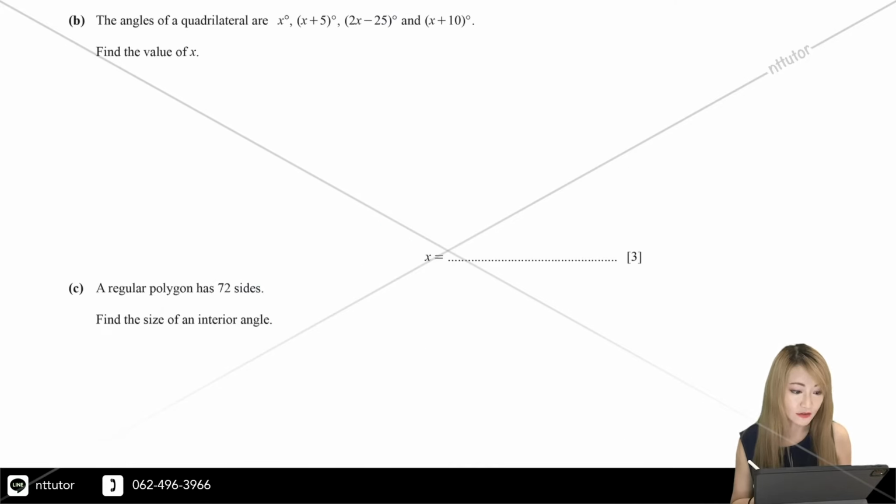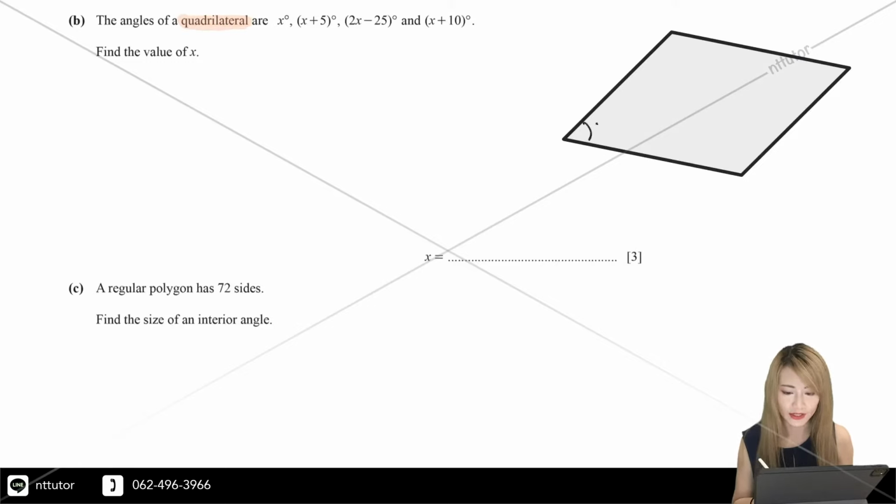B. The angles of a quadrilateral are x, x plus 5, 2x minus 25, and x plus 10. Find the value of x. So a quadrilateral is any four-sided shape. So I'm going to draw a random four-sided shape. The angles are x, x plus 5, 2x minus 25, and x plus 10.